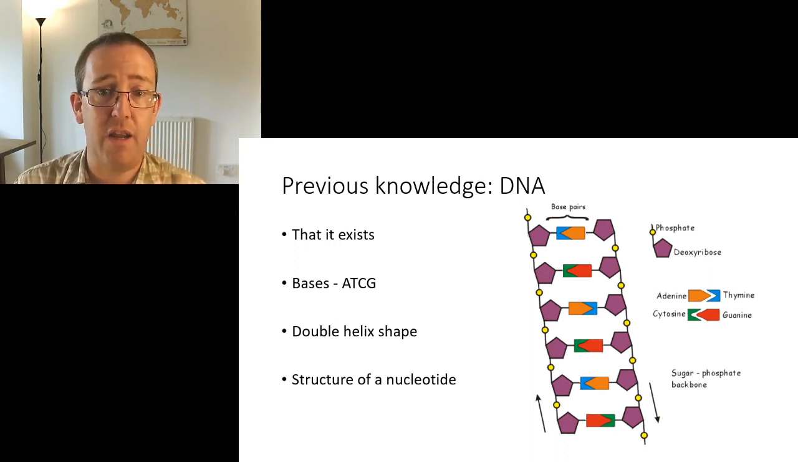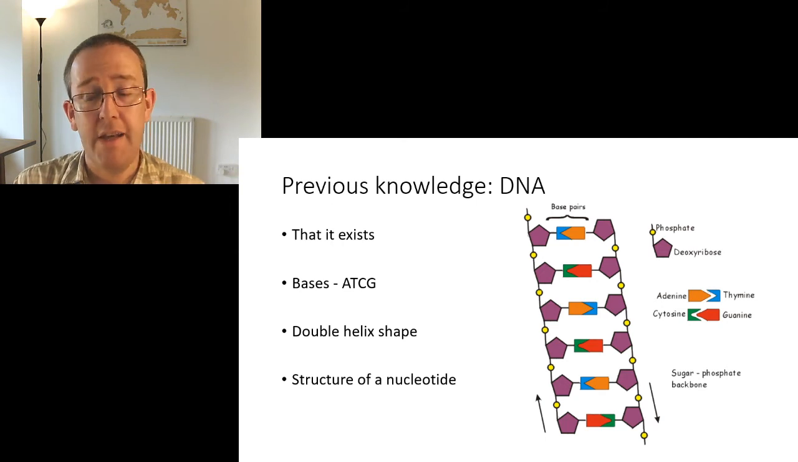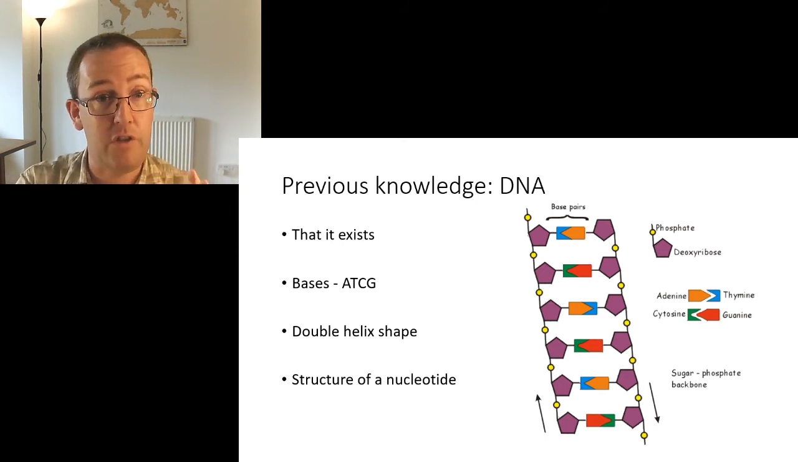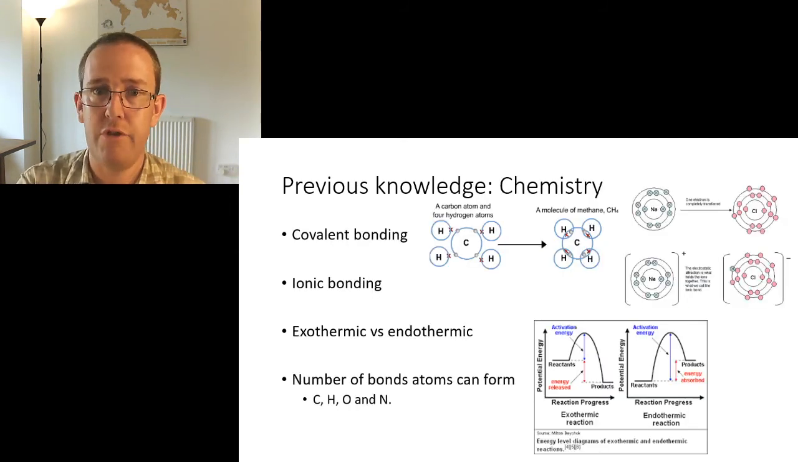It's a double helix shape, and you've got a nucleotide which is made of a phosphate group, a sugar, and one of these bases. But there's not a lot to know from GCSE about DNA other than it exists and a bit on the old double helix structure. And that's really all we need you to go away and revise on that. It's a very short bit of the GCSE.